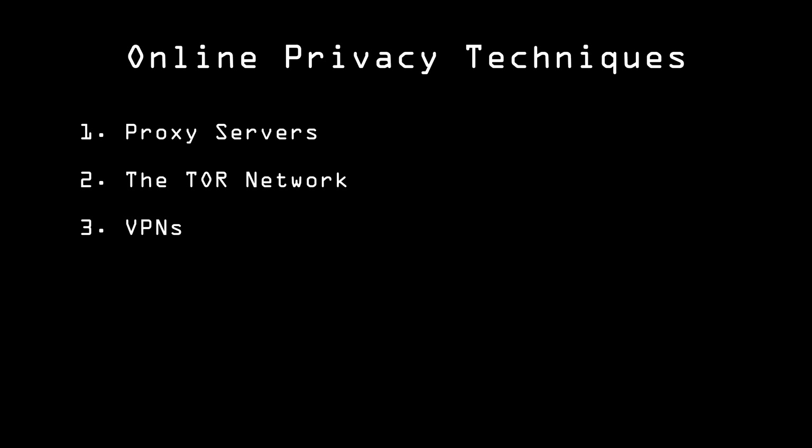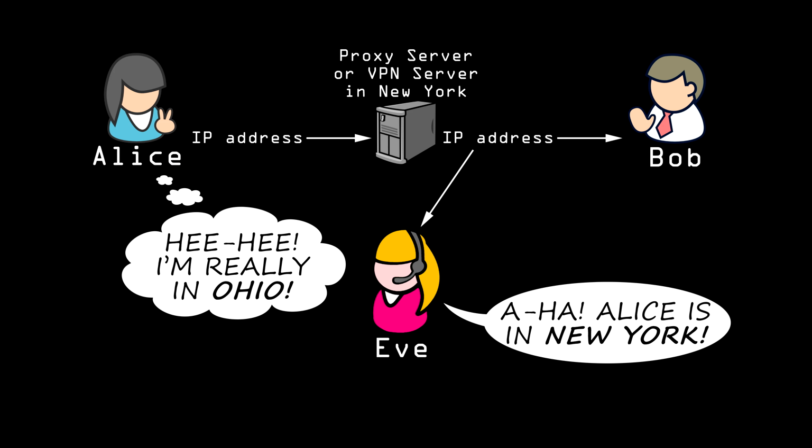The first of these is a proxy server. Here you have a server that is somewhere else on the internet, which you will connect to. Alice sends the request, not to the website, but to the proxy server, which makes the request to the website on her behalf. The proxy server then gets the reply from the web server, which it then relays back to Alice. So from the point of view of the website, the originating IP address is that of the proxy server and not Alice.